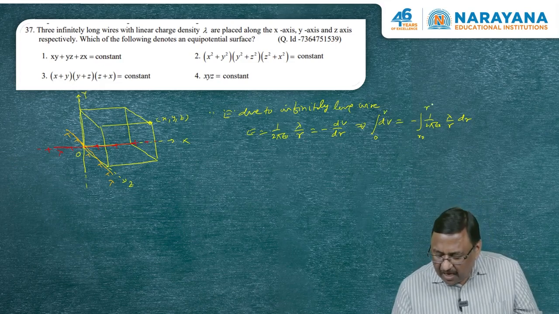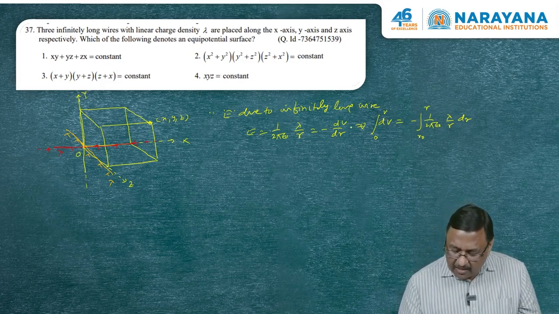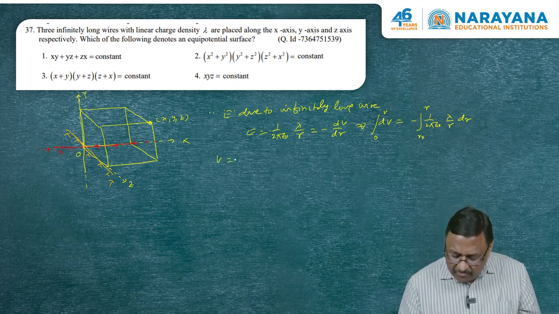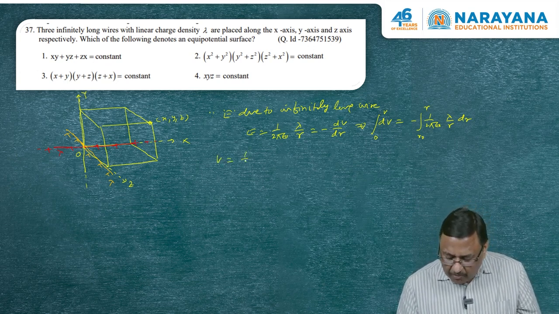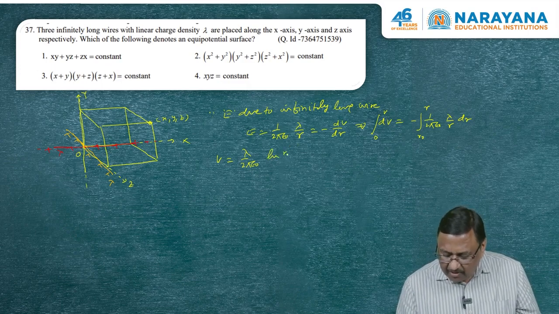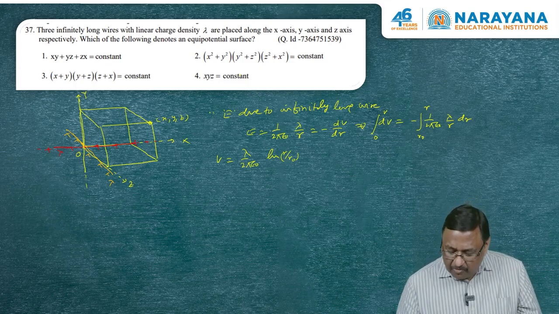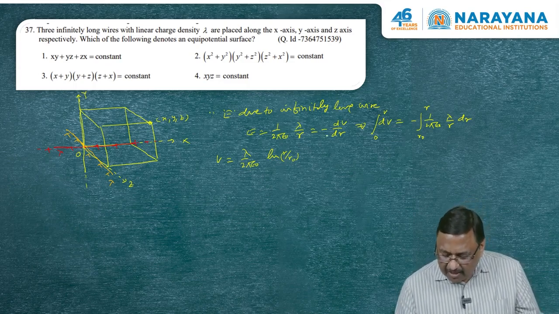Here be careful, this r is now my perpendicular distance from this wire. Okay, here we are writing this thing, so if you solve this, we get V is equal to 1 upon 2 pi epsilon 0, lambda into log of r, so I can say log of r divided by log of r naught, something like that. If you say with a minus sign here, so what should I write minus here?